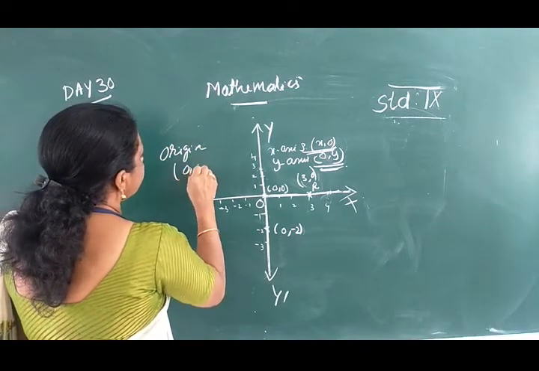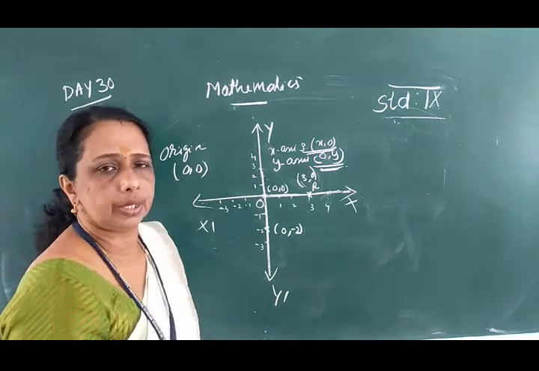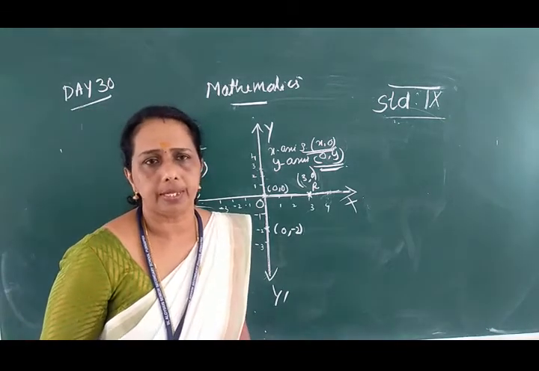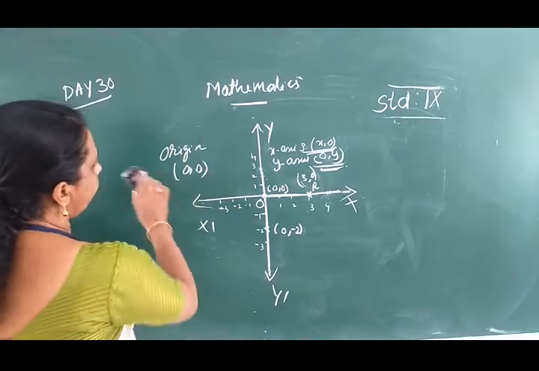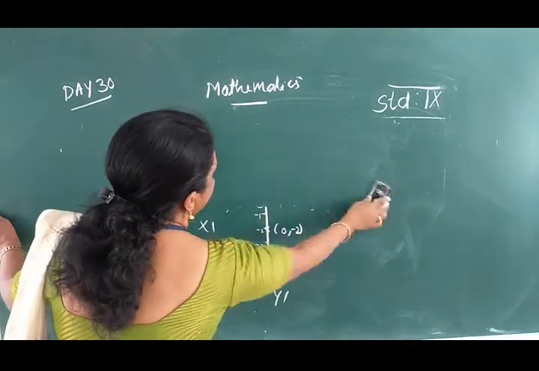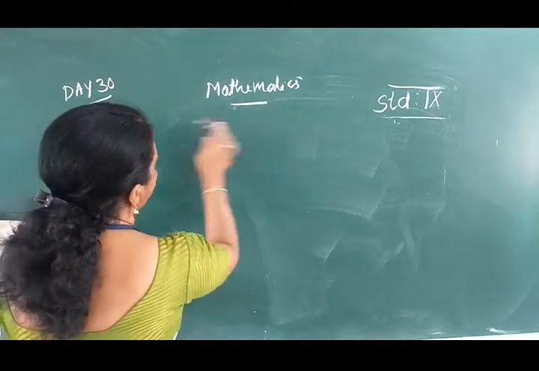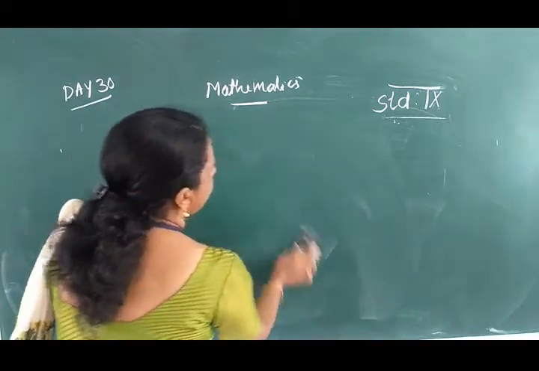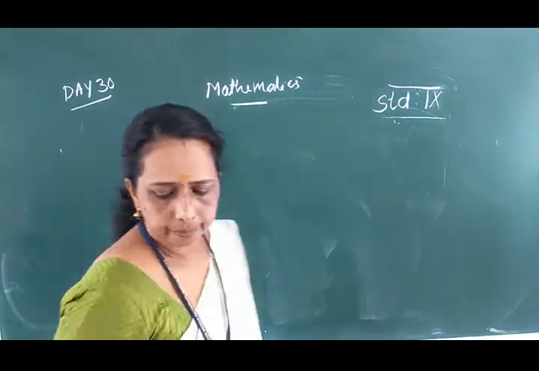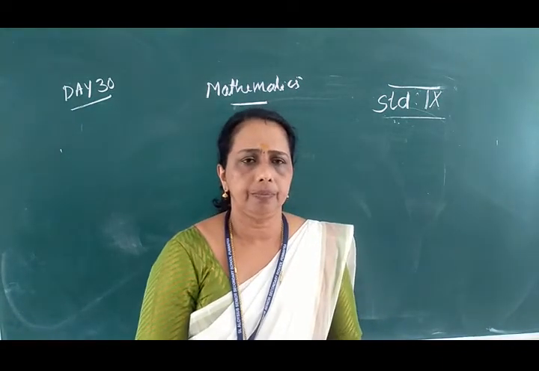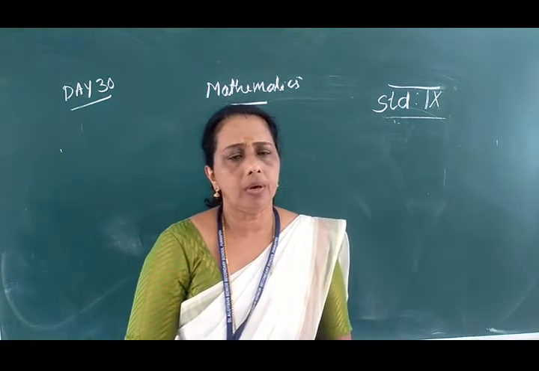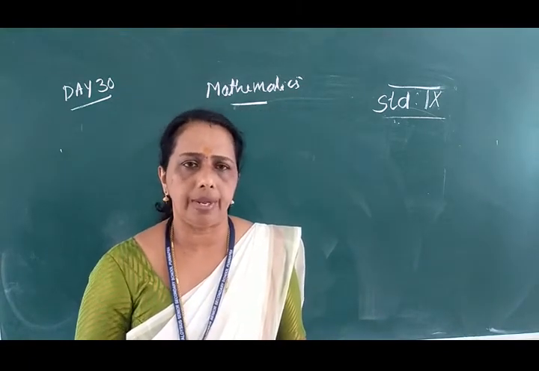Its coordinate is 0, 0. X coordinate is 0 and y coordinate is 0. Okay, that's the coordinates of a point in the Cartesian plane and axis we already studied. That is a point in a Cartesian plane. The coordinates are x coordinate and y coordinate.